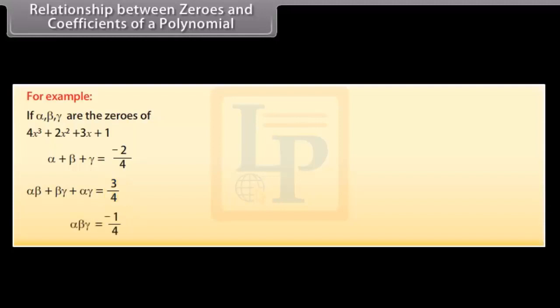For example, if alpha, beta, gamma are the zeros of 4x cube plus 2x square plus 3x plus 1, then alpha plus beta plus gamma is equal to minus 2 upon 4. Alpha beta plus beta gamma plus alpha gamma is equal to 3 upon 4. Alpha beta gamma is equal to minus 1 upon 4.